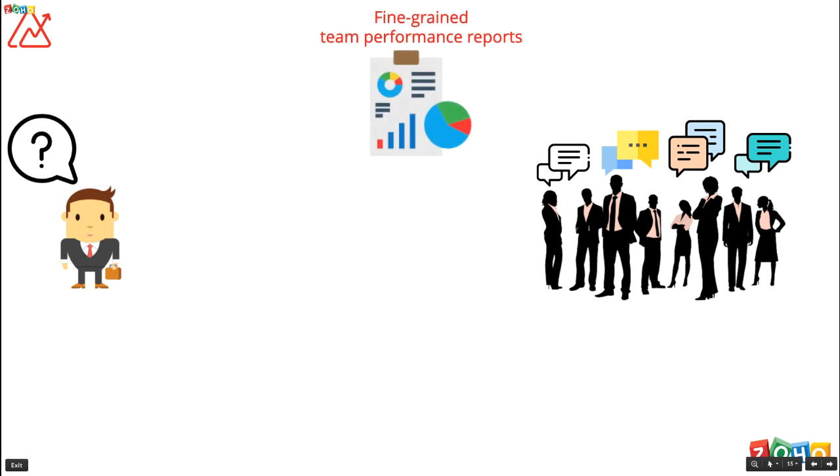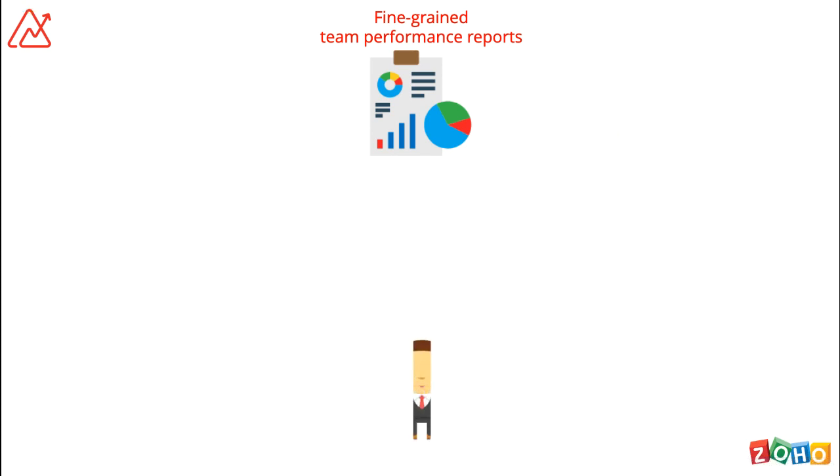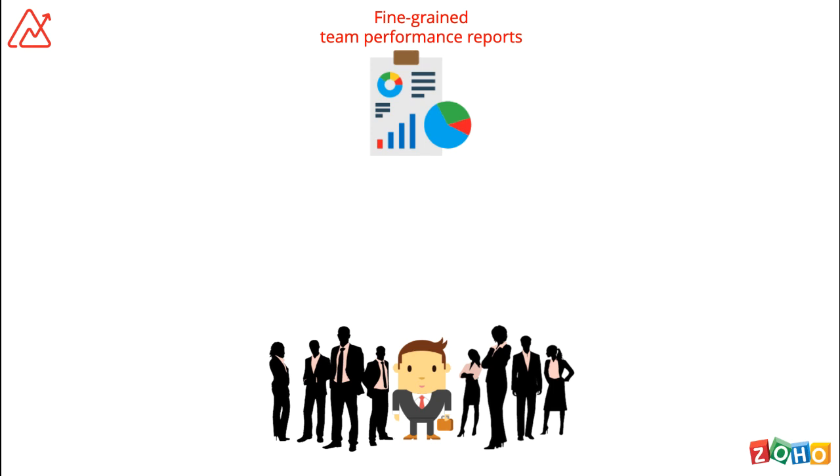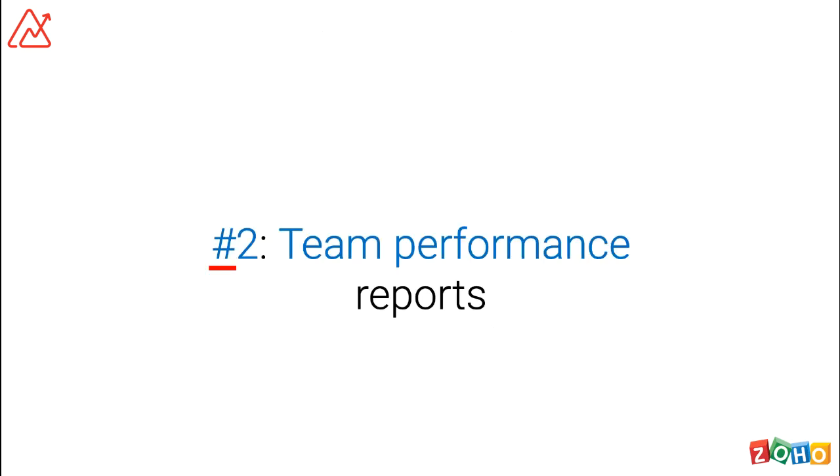But what if I told you that we can get our sales manager some fine grained team performance reports that can help our sales manager work alongside with the team in guiding them towards achieving the sales goals? Yeah, so with that, now let's see how do we build these sales performance reports that's going to help our sales manager assess the team's performance effectively. So once again, I'm switching back to Zoho Analytics to help us understand this.